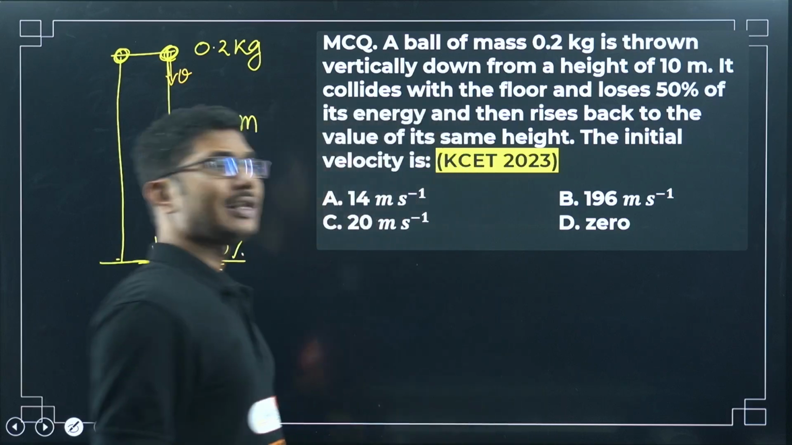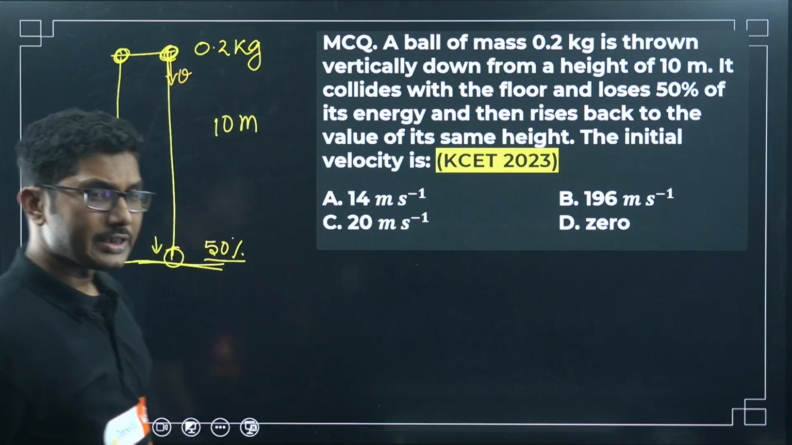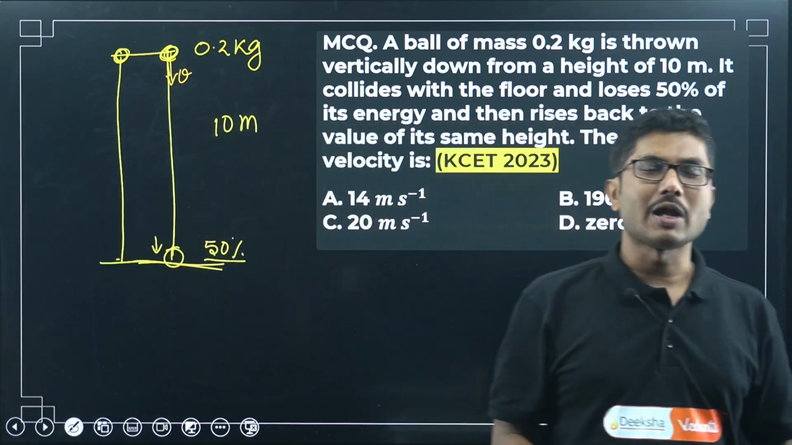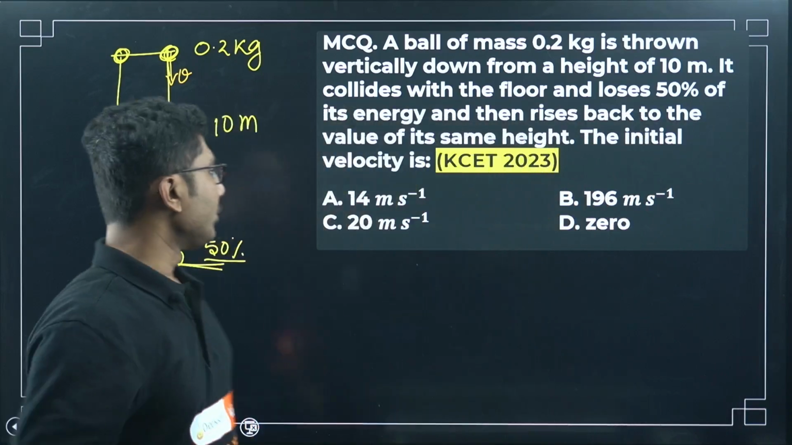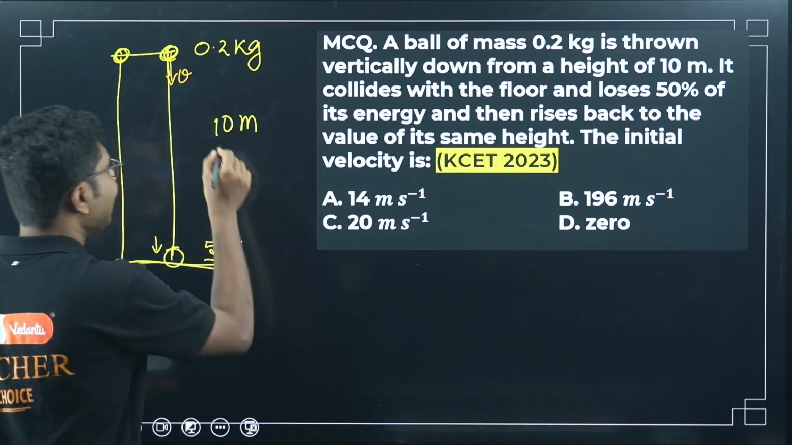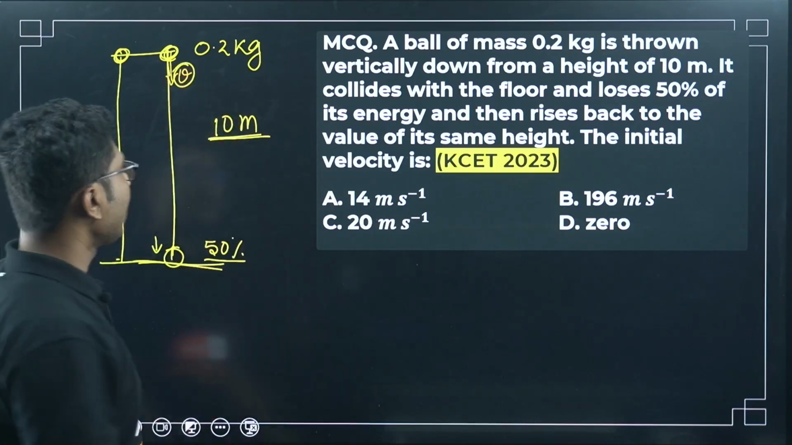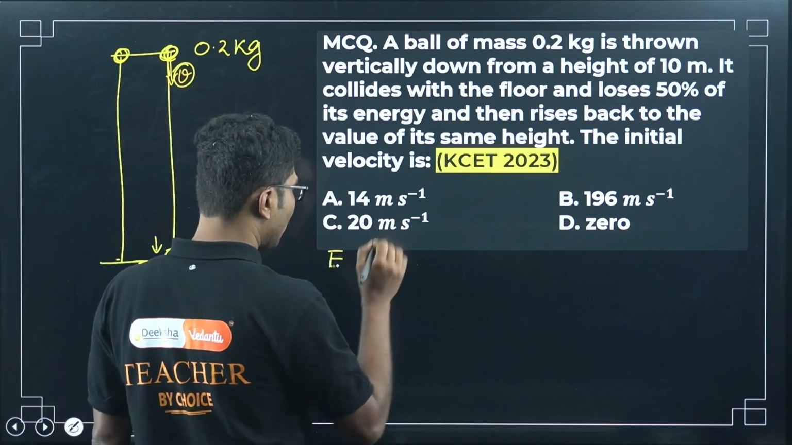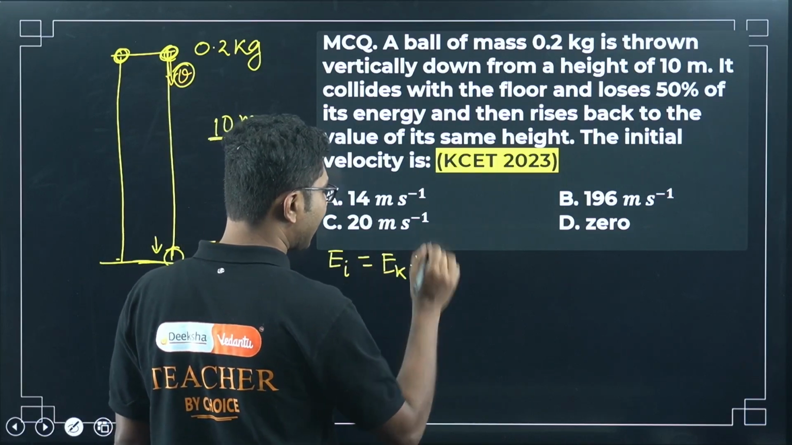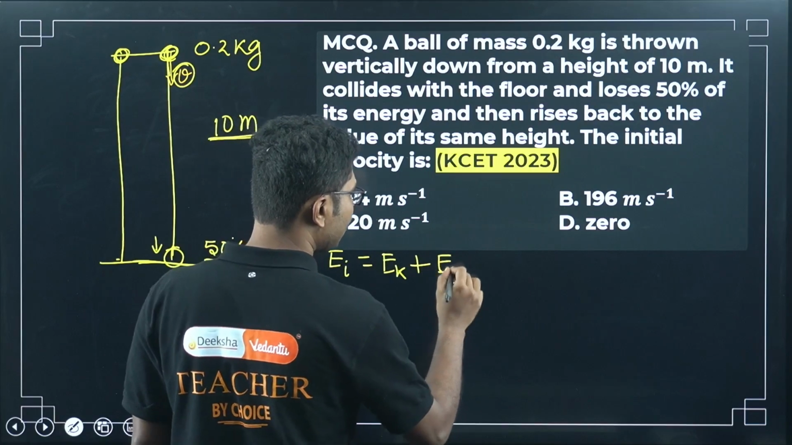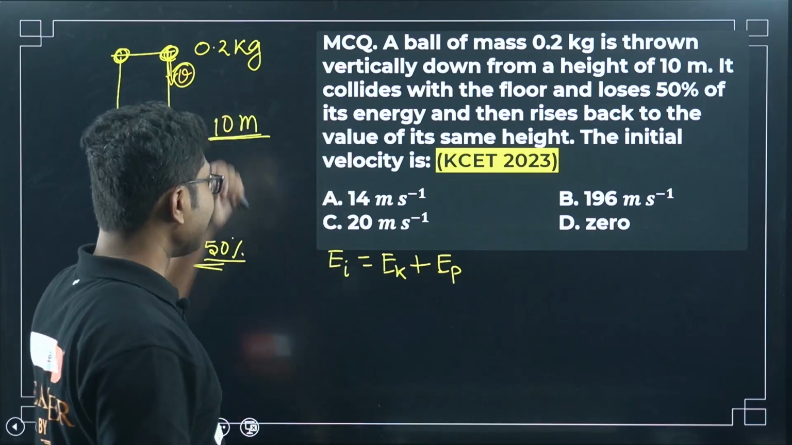The initial velocity is the interesting part of the question. You have thrown it with some initial velocity downward, and after colliding with the ground, it again comes back to the same height. Suppose initially the height was 10 meters and the initial velocity is V. What is the total initial energy? We know that total energy is the total mechanical energy, the sum of kinetic energy plus potential energy. So total energy is always kinetic energy plus potential energy.